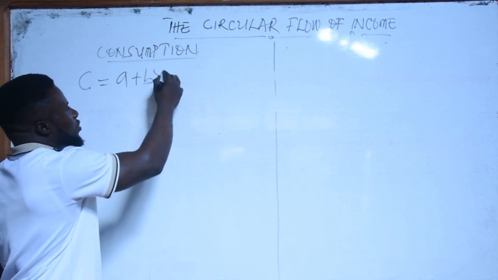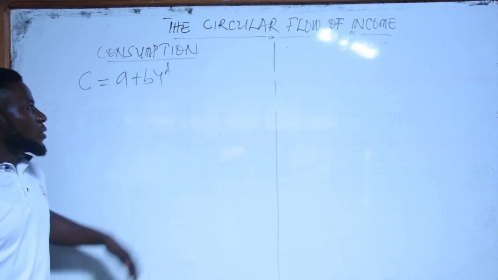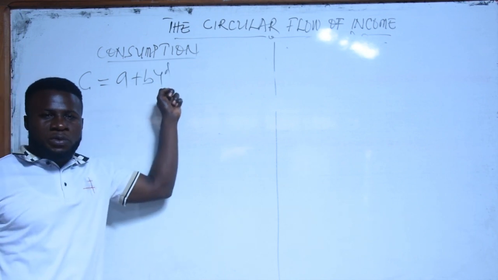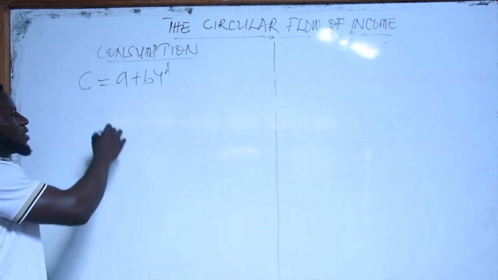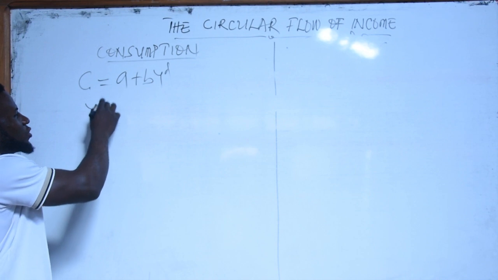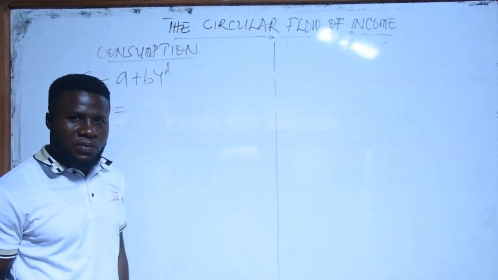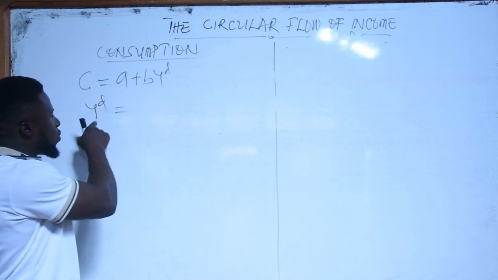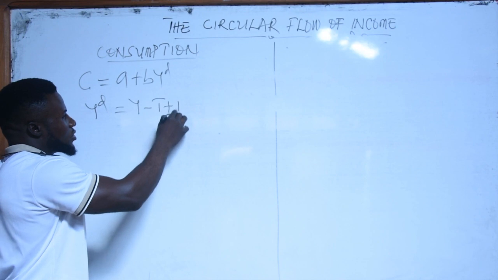If you see in some situations they say C is equal to A plus BYD, it means that we are dealing now with disposable income. And what is disposable income? Disposable income simply refers to what an individual is left with after taxes have been deducted from his gross income or nominal income. That is YD is equal to Y minus T plus transfer payment.